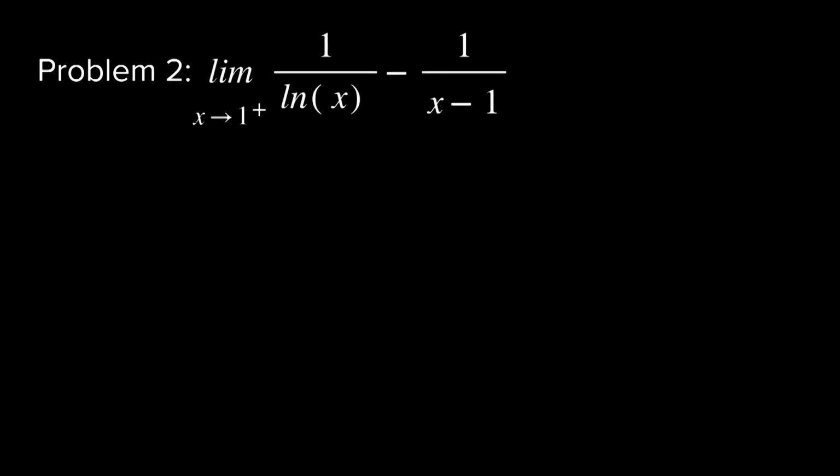And in problem 2, we have the limit as x approaches 1 from the right, and the from the right doesn't really matter that much, but it's just there because it's there, of 1 over ln of x minus 1 over x minus 1. Both this problem and the previous one are from the L'Hôpital's notes that we did in class, assuming you're in the class. But yeah, that's why it's limit from the right instead of just limit.